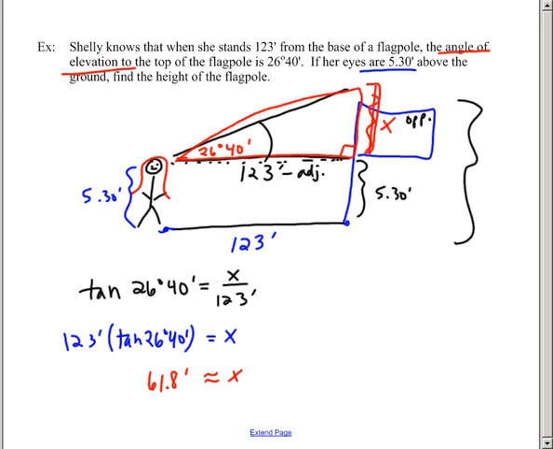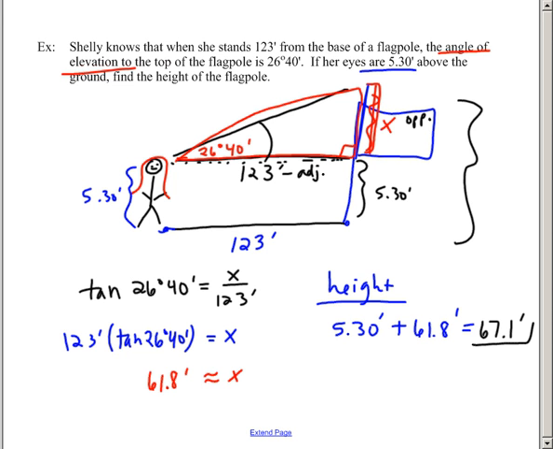So if I want the height of the flagpole, I would have to take my 5.30 feet, which was the height from the ground to the eyes of Shelley, plus my 61.8 feet, which was the remaining height we found here, and I would get that the total height of this flagpole is 67.1 feet. Again, not drawn to scale, but that's the general idea. And I hope that wasn't too bad. Let's look at another one.